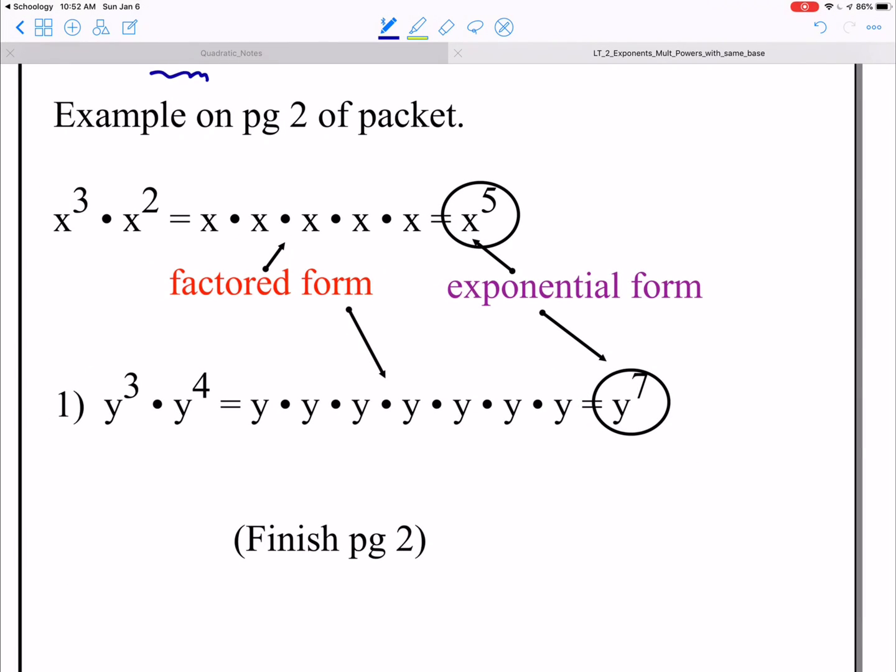You have an exponent packet. I want you to pause this movie, complete page 2 of that exponent packet, then I want you to grade that page 2, then proceed back with this movie.